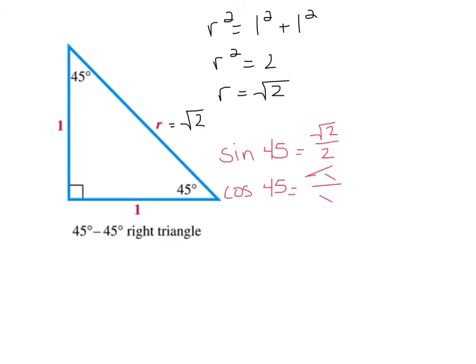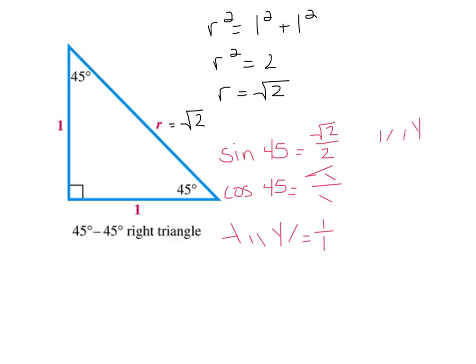Notice, when we talked about those cofunctions, that the sine of an angle is equal to the cosine of the complement. Well, 45 and 45 are complementary, so the sine of 45 will have to be equal to the cosine of 90 minus 45. So that's an easy one to remember. Sine and cosine of 45 degrees are the same. Tangent would be 1 over 1.